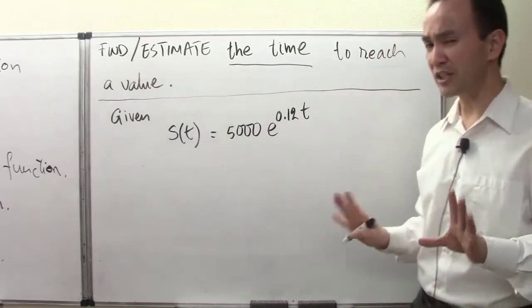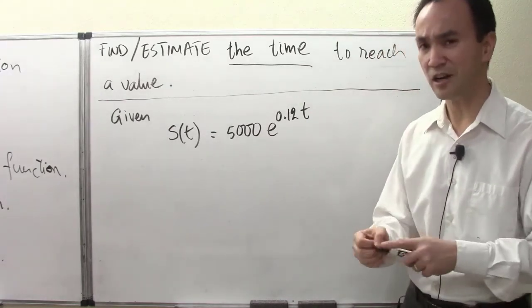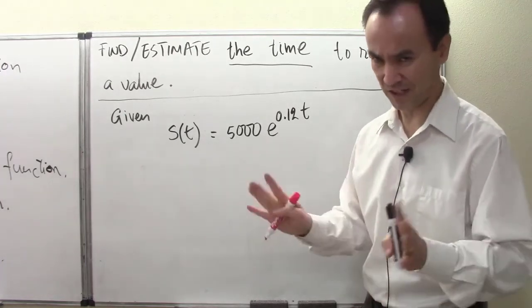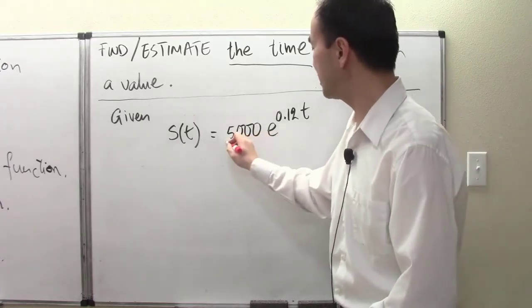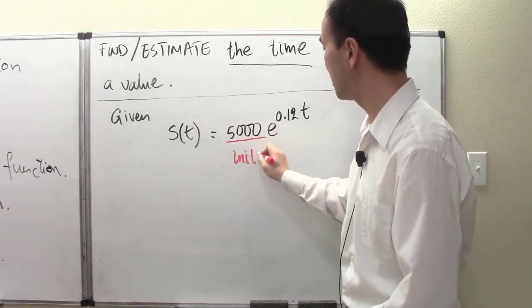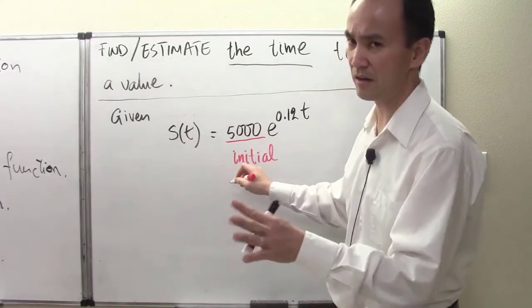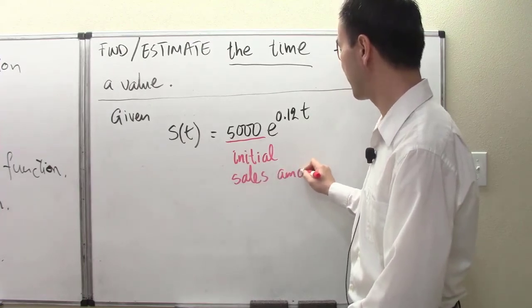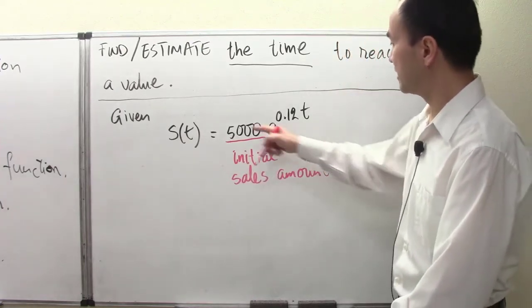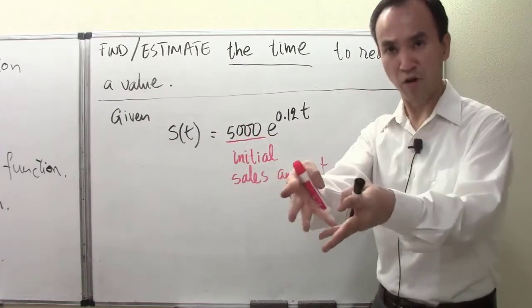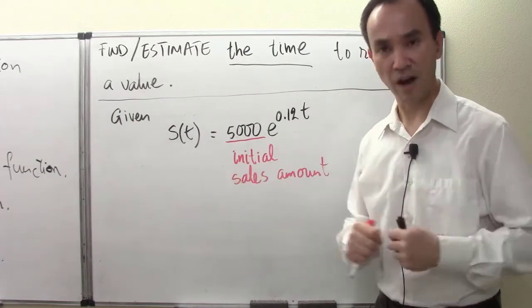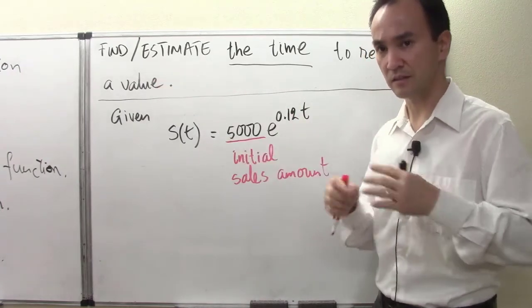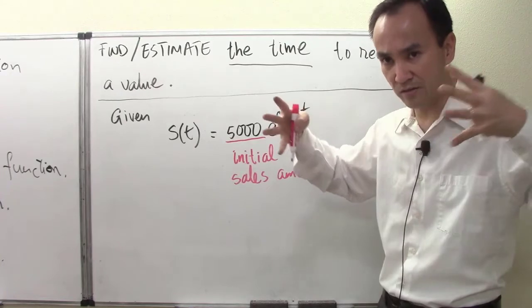Just something to put into our awareness, even though it's not too important, it's extremely beneficial to know. So this is the initial sales amount. And this is continuous. Our problem here is apparently a growth problem. The sales over time, over years. Our sales quantity, our sales amount, is increasing.